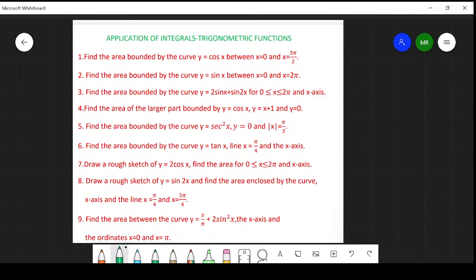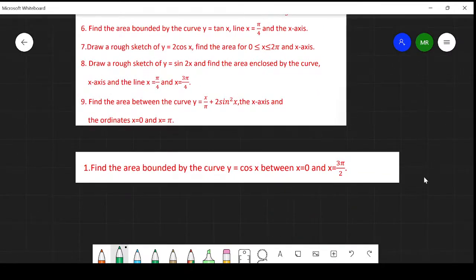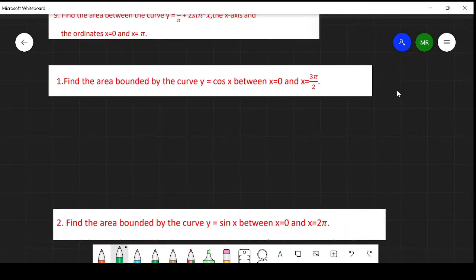See the first problem now. Find the area bounded by the curve y equal to cos x between x equal to 0 and x equal to 3 pi by 2. They have given x equal to 0 and x equal to 3 pi by 2. I am going to explain the first problem now. This is the first problem I have taken here.